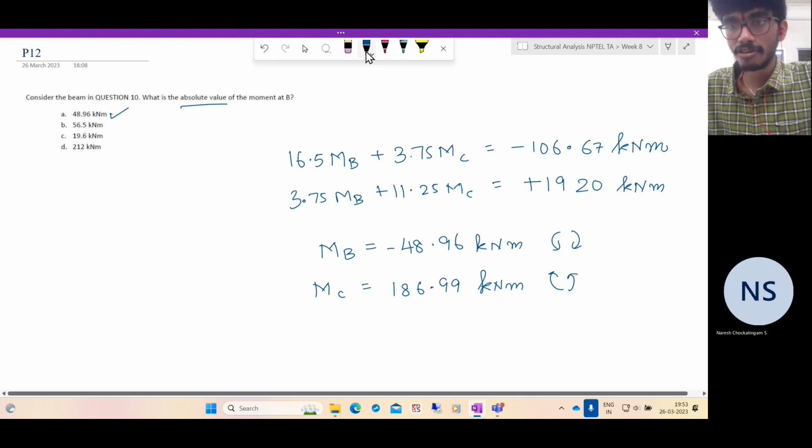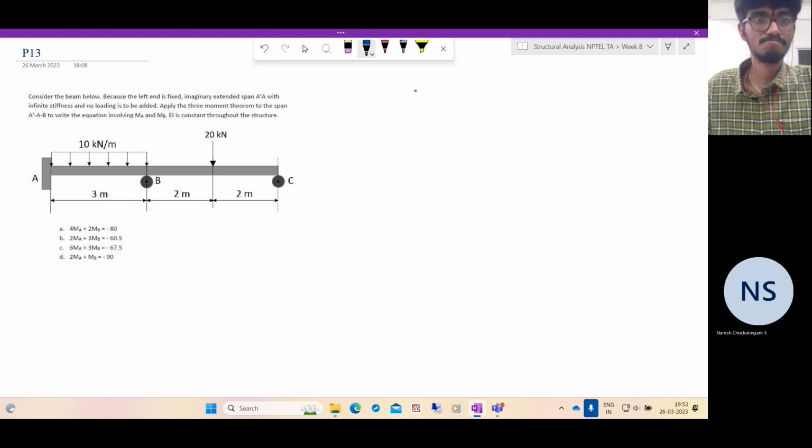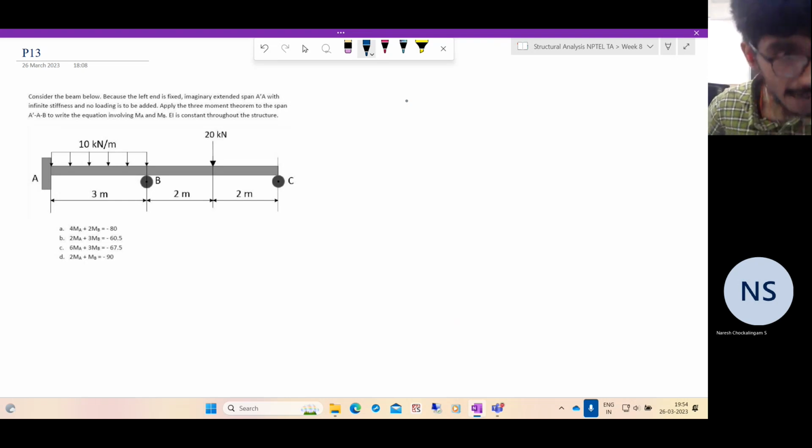So let's go to the last question for the day. So again, we are going to use the Clapeyron's theorem of three moments, but in this case, we have a loading, and we don't have any support settlement. But note that we have a tricky case. That is, we have a fixed support. Now, how do we handle fixed supports? Because if we write, there's only one span. If you see, we have a problem. We have only one span.